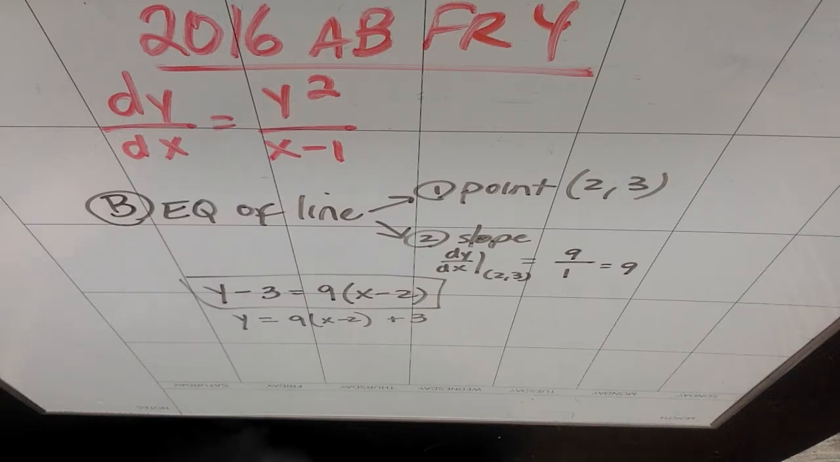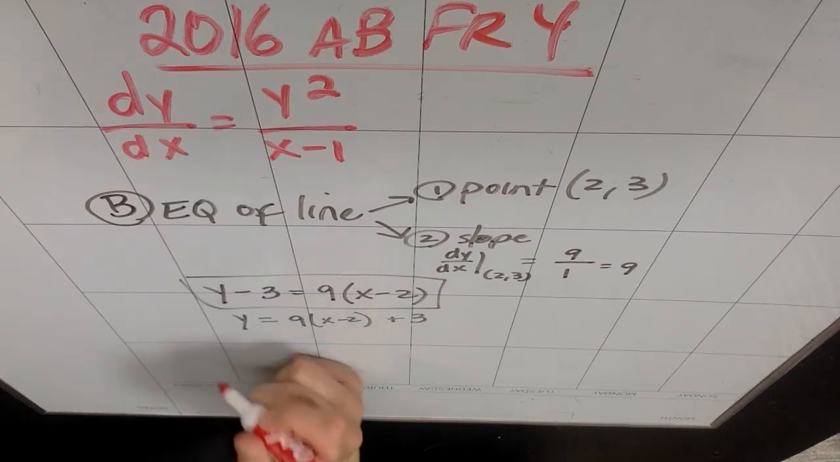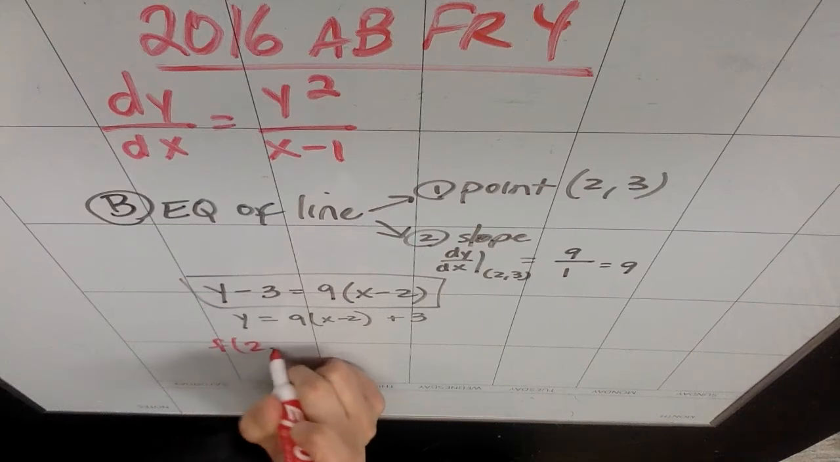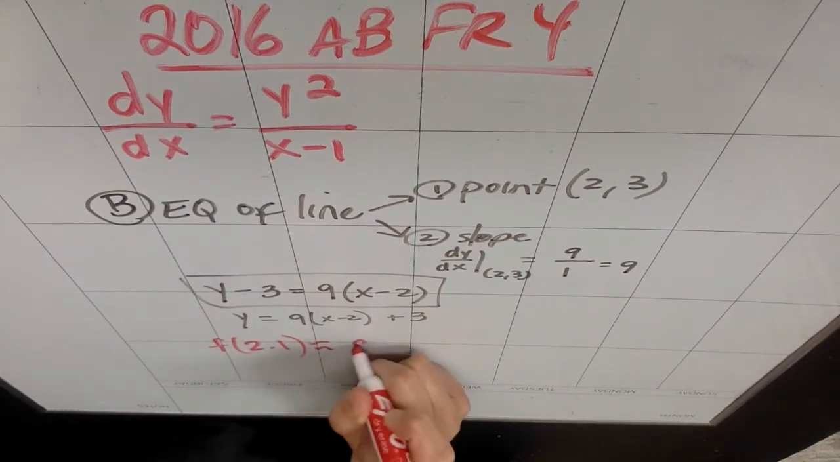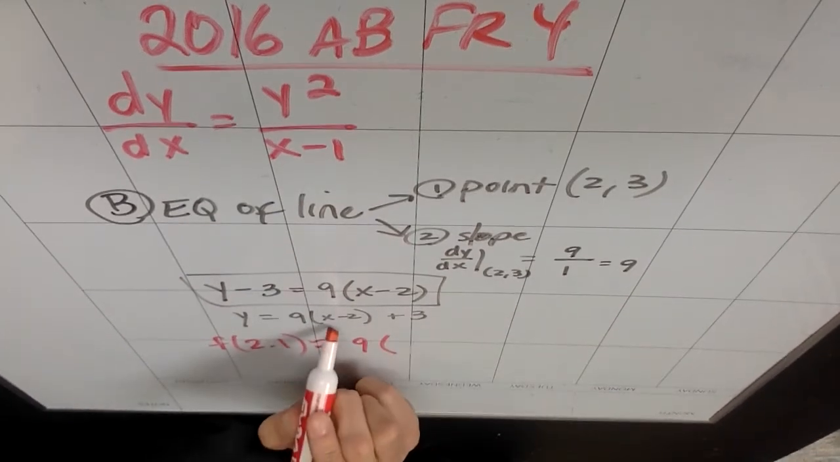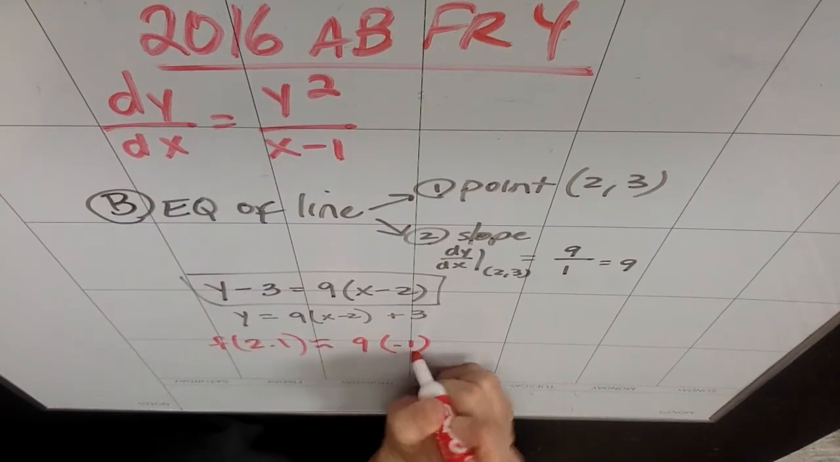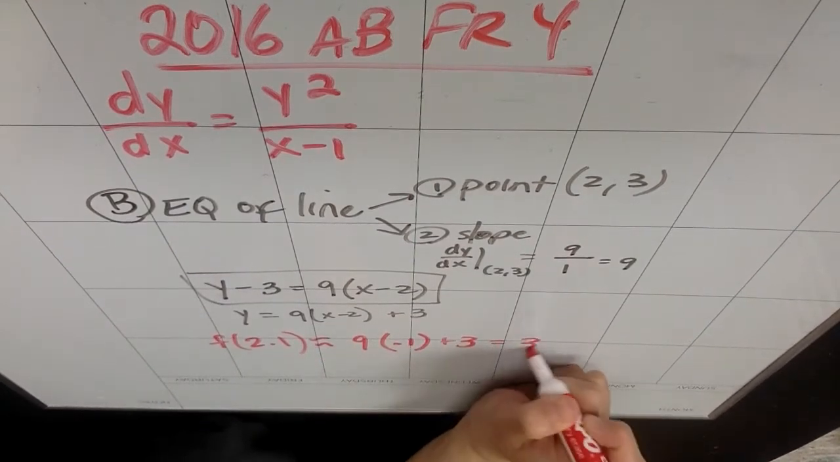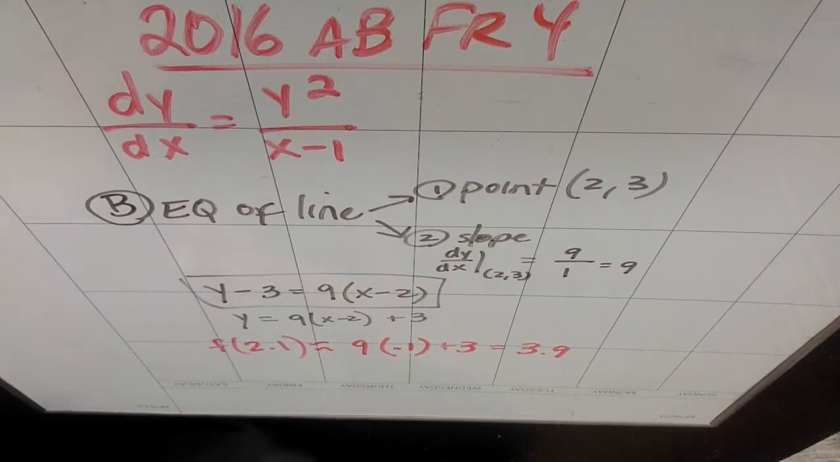The second thing they asked you to do was use the equation of the tangent line. So f of 2.1 is going to be approximately 9 times, if you plug 2.1 in here, you're just going to get 0.1, plus 3, so you're going to get 3.9. So f of 2.1 is approximately 3.9.